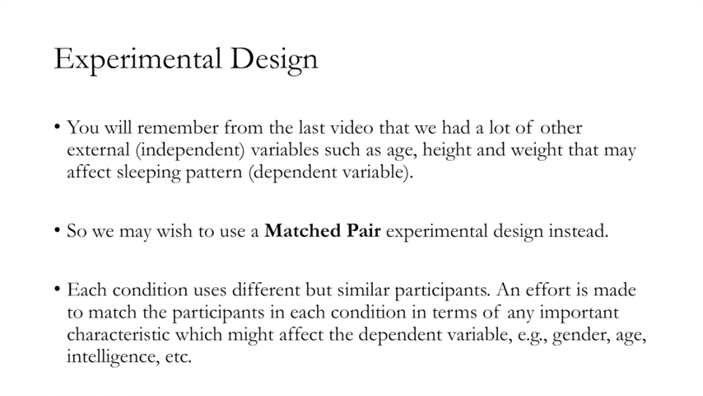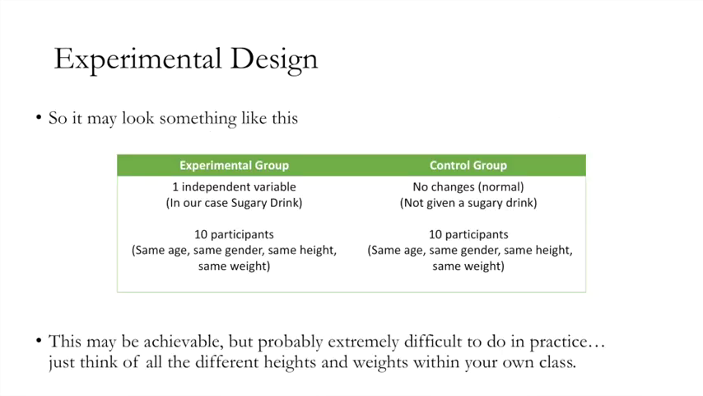This is where each condition uses different but similar participants. An effort is made to match the participants in each condition in terms of any important characteristic which may be affecting the dependent variable. So gender, age, maybe not intelligence in this case, but weight certainly would as well. So we maybe use a design like this.